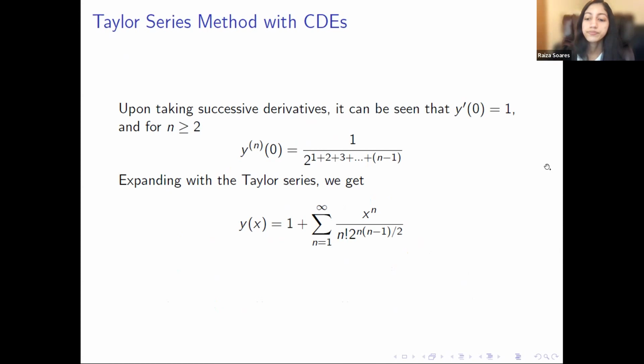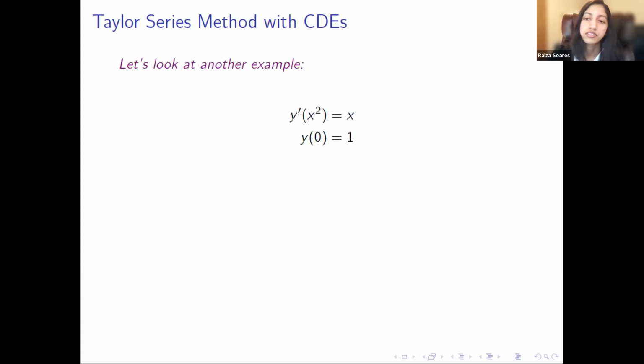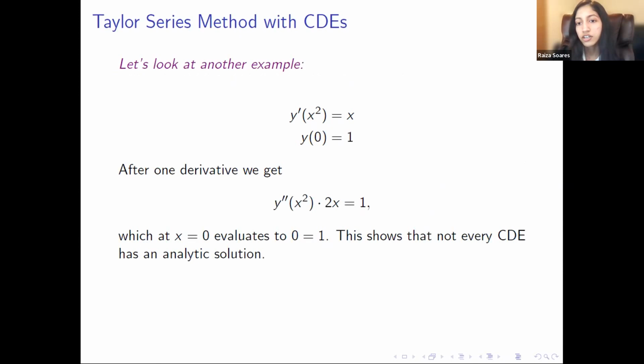Okay, so if we plot an approximation for this, you can see that this very rapidly converges. But if you look at another example, in this case, y prime of x squared equals x, and we have the same initial condition that we had, you'll notice almost immediately that taking another derivative at zero, we have the right-hand side unequal. And this shows that not every composition differential equation has an analytic solution.